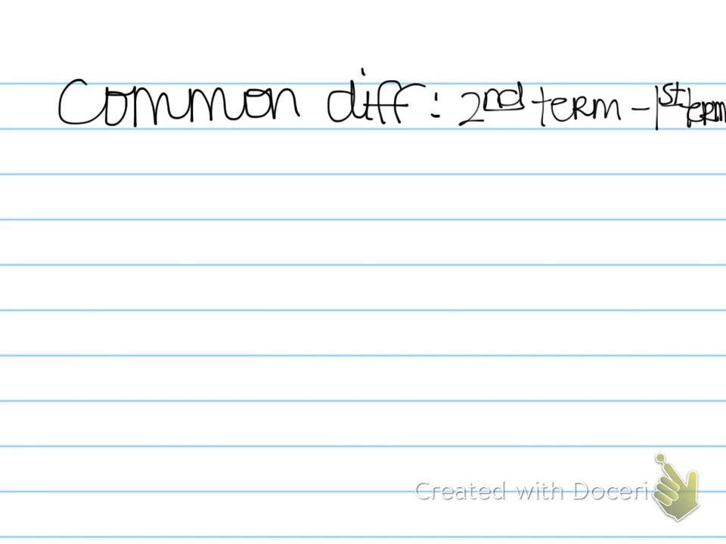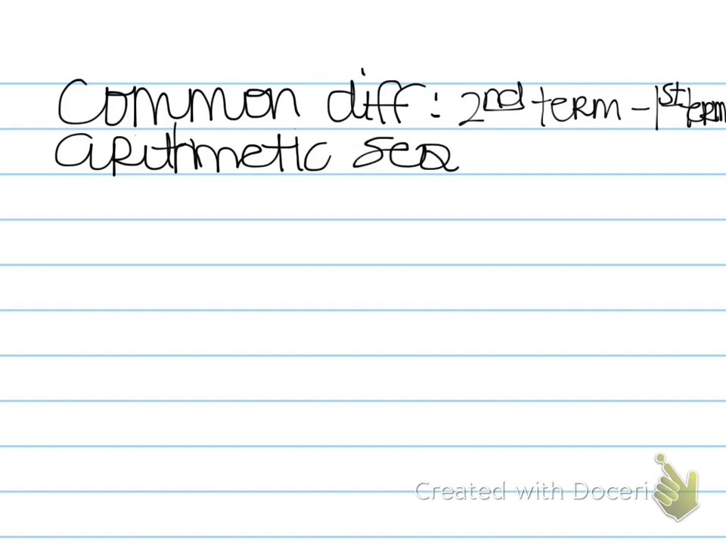Now, there was also a formula that you learned before Christmas, the arithmetic sequence formula. Does anybody remember the arithmetic sequence formula? This would be another good one to add to your notes. It was a sub n equals a sub 1 plus n minus 1 times d. So that was arithmetic.